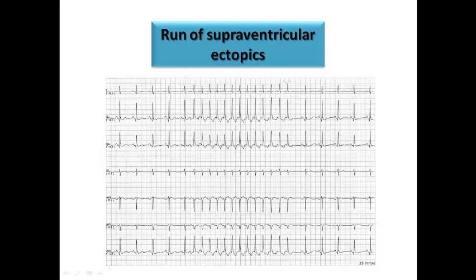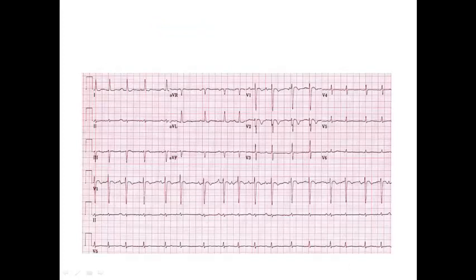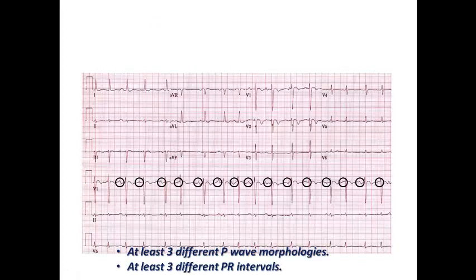So this is what we call a run of supraventricular ectopics, as we can see here in this example. Here we could also see a pattern that is slightly different and characteristic at the same time, and so we should notice this in order to make a diagnosis.